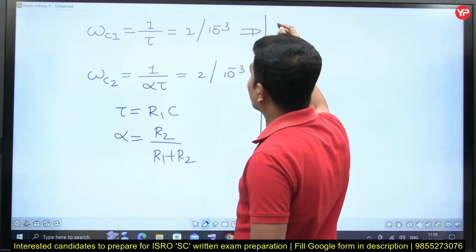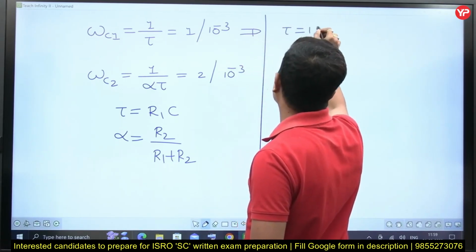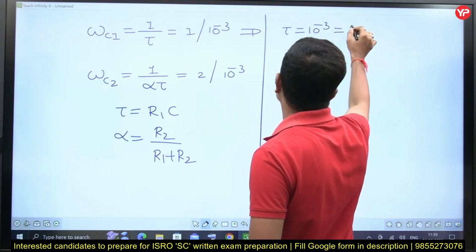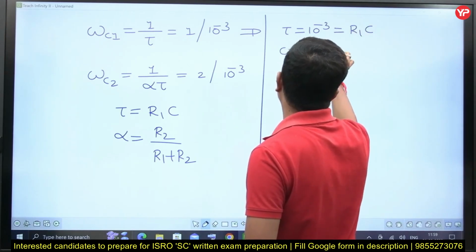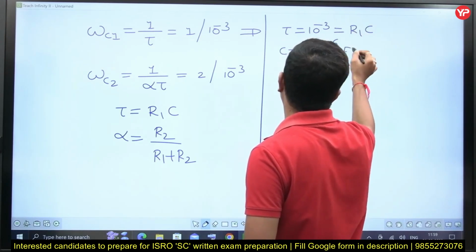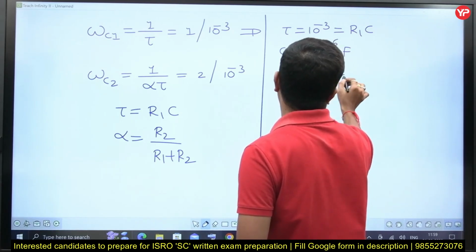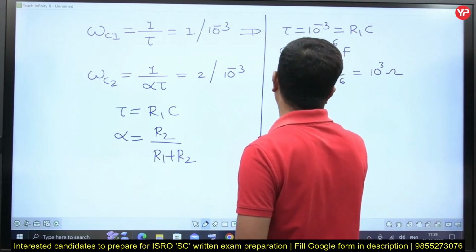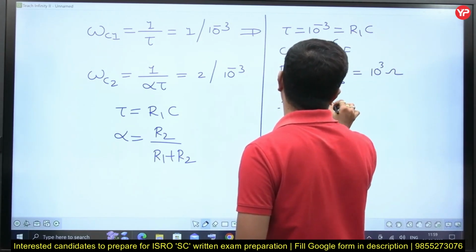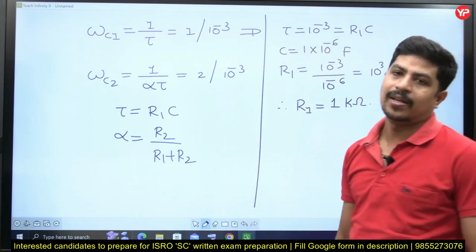Now observe here, from this one tau is equal to 10 to the power of minus 3, but tau is equal to R1C. C is equal to 1 into 10 to the power of minus 6 farad, C given 1 micro. Therefore, R1 is equal to 10 to the power of minus 3 by 10 to the power of minus 6. This is going to be 10 cube ohms. Therefore, R1 is simply 1 kilo ohm. We got R1. Let's find R2.